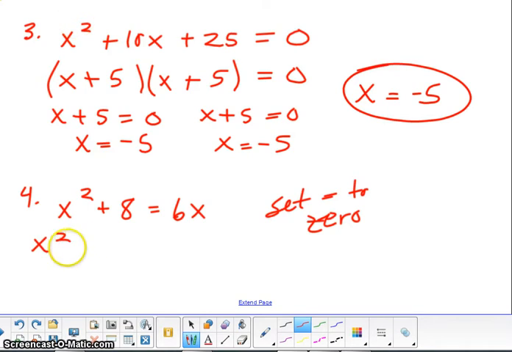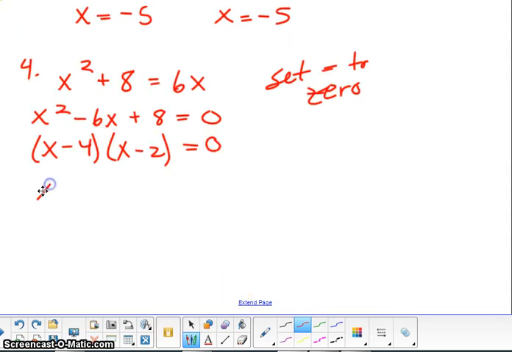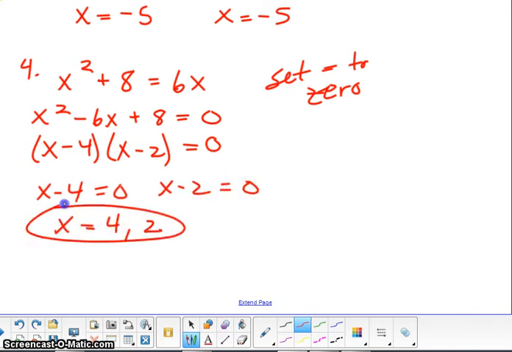So we're going to bring the 6x over, and I'm going to purposely put it in between so I have my trinomial in decreasing order. Factor, so then x minus 4 and x minus 2 would multiply to give a positive 8 and also add to give you -6, and then use the zero product property. x minus 4 equals 0 and x minus 2 equals 0, for final answers of 4 and 2.